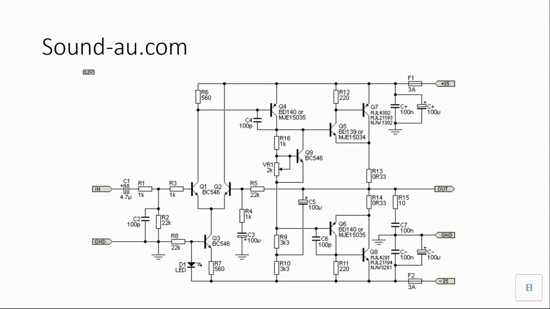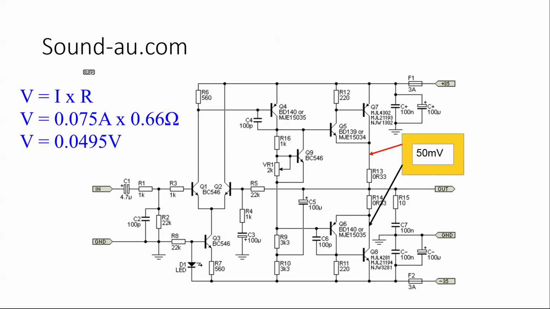To measure this current, we could break apart the circuit and insert an ammeter, but this would be a pain in the ass. The method provided with the schematic is to measure the voltage drop across these two resistors. Using Ohm's law, we can determine the current by measuring the voltage, and vice versa. If we want 75 milliamps of current flowing, we multiply it by 0.66 ohms, and that gives us 50 millivolts. Now we just put a voltmeter across the two resistors and adjust the pot until the voltage is 50 millivolts.